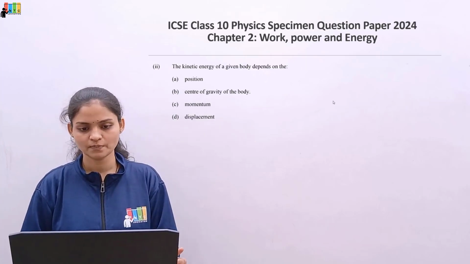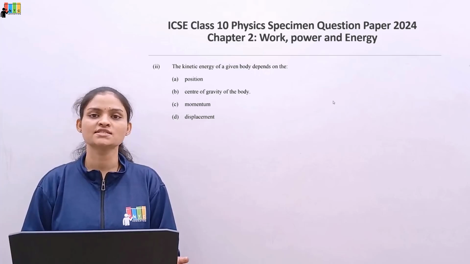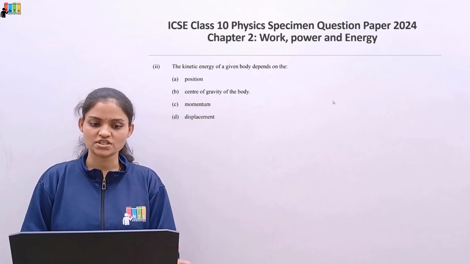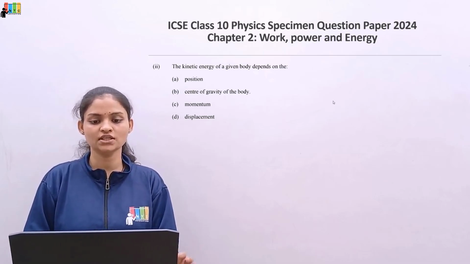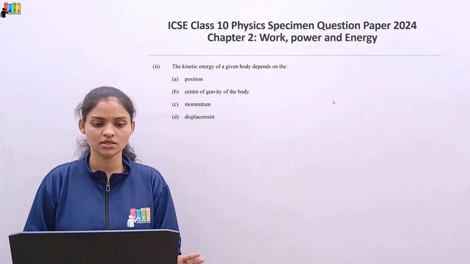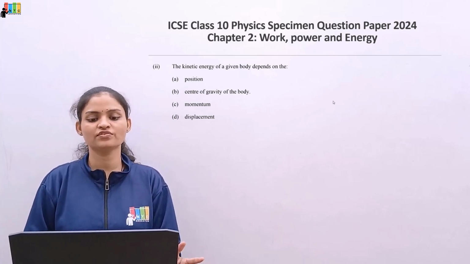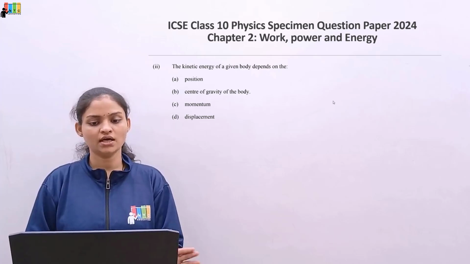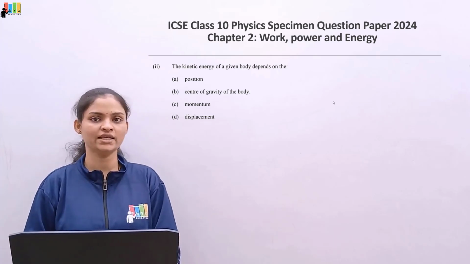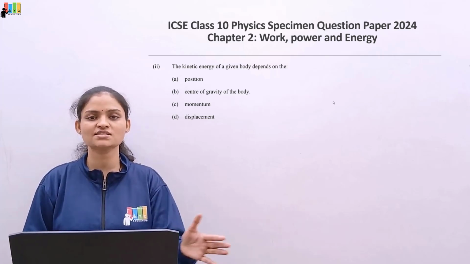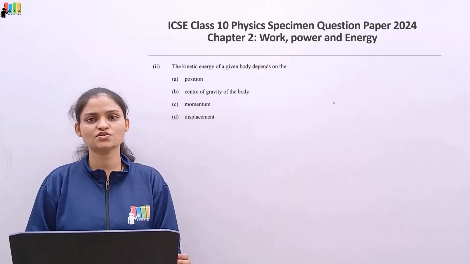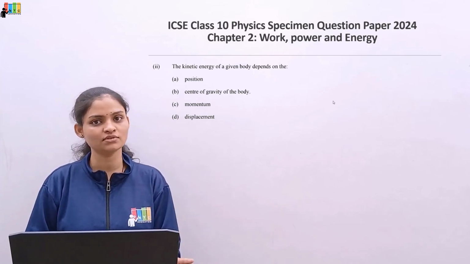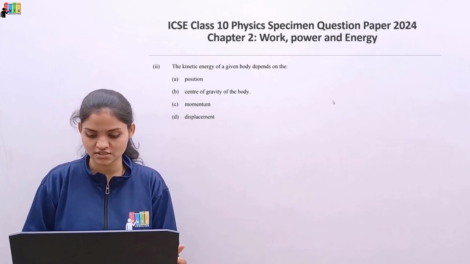Now next question. This is from the specimen question paper 2024. The question is, the kinetic energy of a given body depends on the A position, B center of gravity of the body, C momentum, and D displacement. Again there is a question based on kinetic energy. If you thoroughly study this part, at least 2 to 3 marks are confirmed. So you can easily solve a question based on kinetic energy.